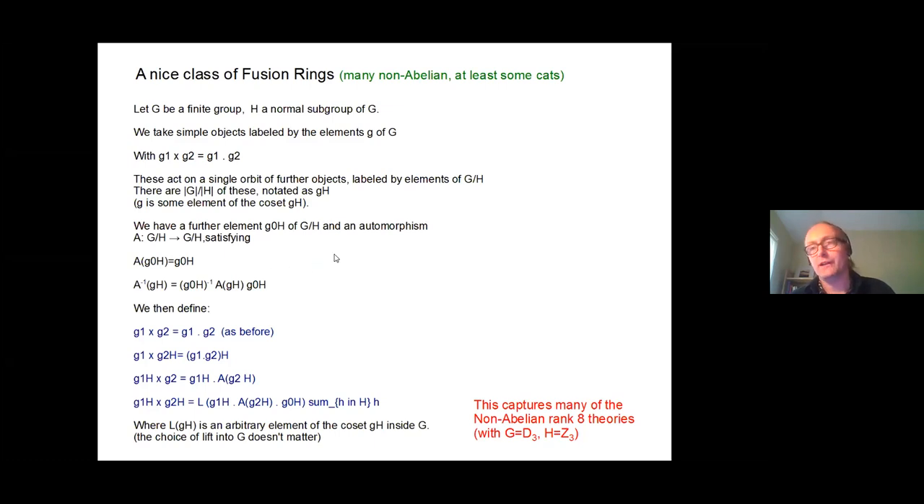For example, if I take the element g0 to be trivial, then the first equation is already satisfied. And the second equation then says that the automorphism is its own inverse. So for example, I can take the trivial automorphism or the automorphism which sends all the elements to their inverses, which is perfectly good if G mod H is an Abelian group. Okay, and then we just define the fusion like this.